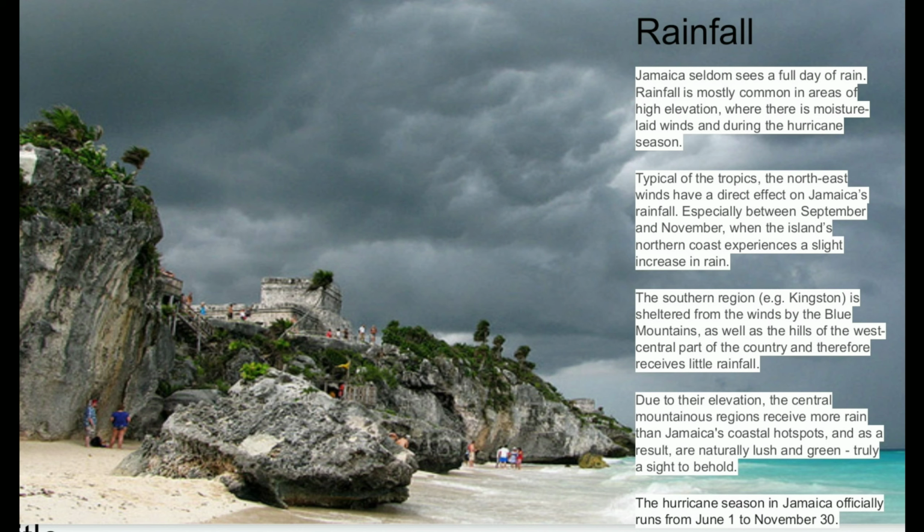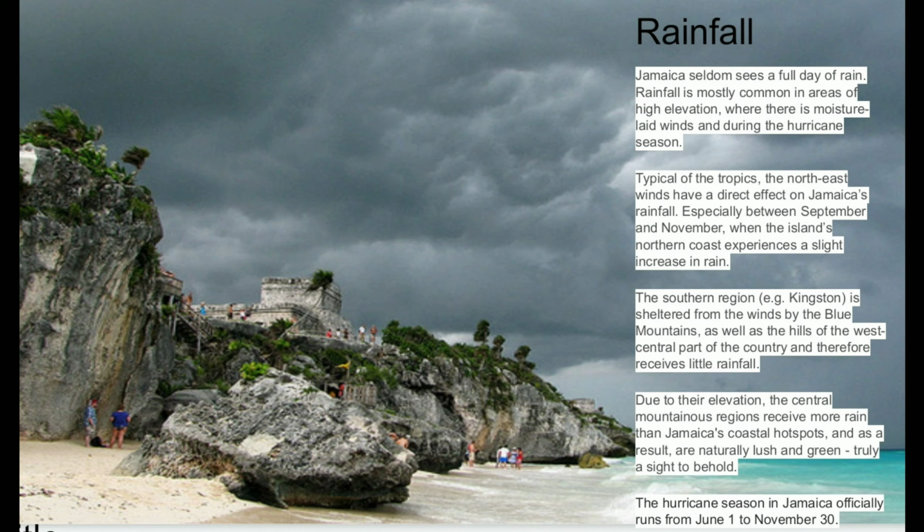So let's read. Typical of the tropics, the northeast winds have a direct effect on Jamaica's rainfall. Northeast winds are moisture-laden winds. It gets moisture from blowing over the seas, and it brings rainfall onto the island. And this is particular in the months of September to November. This is where the northern coast of the island experiences a bit more rainfall.